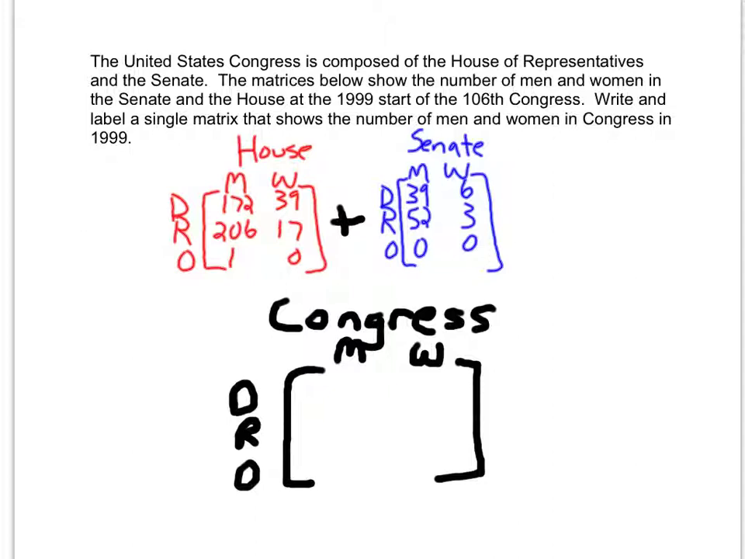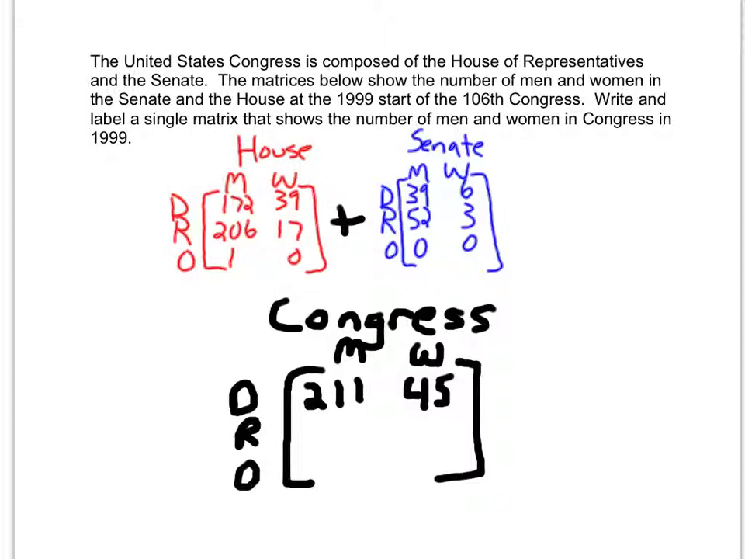Okay, well, 172 plus 39, that is 211, I believe. Okay, so 211 male Democrats in Congress. Then we take the women, 39 plus 6, that's 45. It doesn't matter what order you add these in either, as long as you just add the right numbers together.